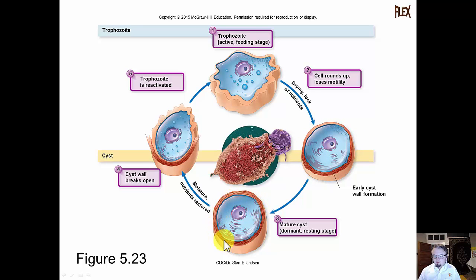Here you see the cyst is fully formed. And then if the conditions become favorable again, moisture, nutrients, things like that return, it'll break out of that cyst stage and return back into the trophozoite stage. So these life cycles just revolve basically around favorable and unfavorable conditions. When it's unfavorable, low nutrients, low water, it goes into the cyst. When it becomes favorable, it pops back out into the trophozoite stage. And this here is actually a real image showing a cyst here and the trophozoite emerging from that here.